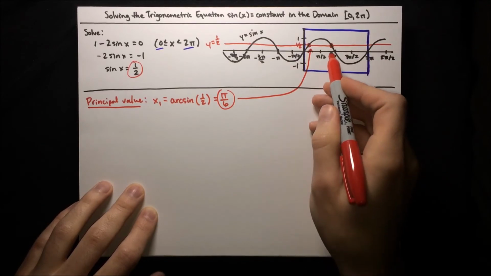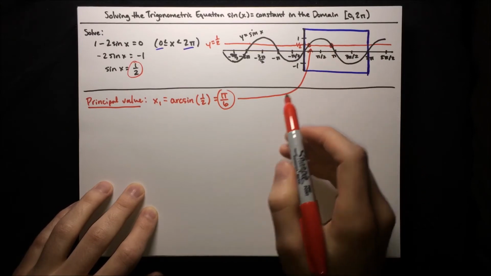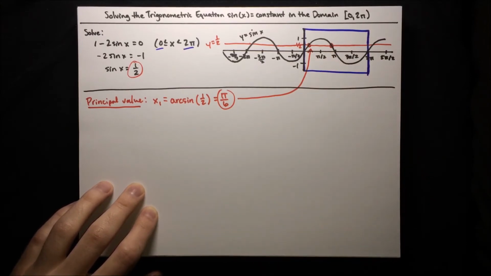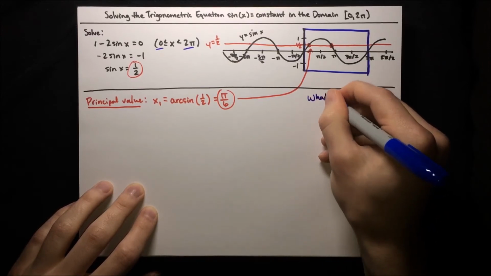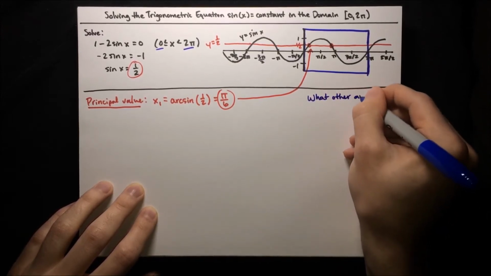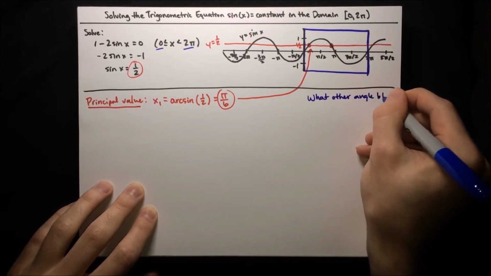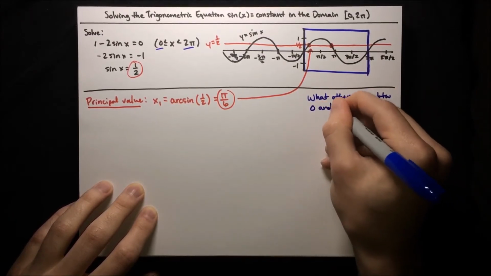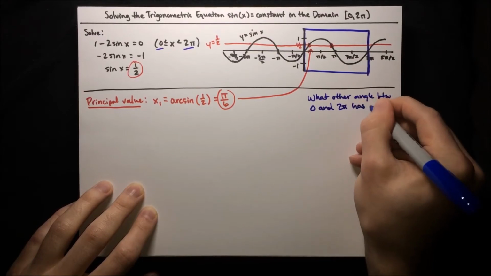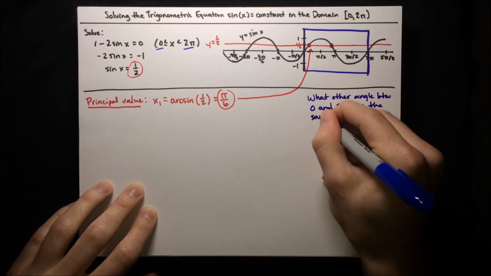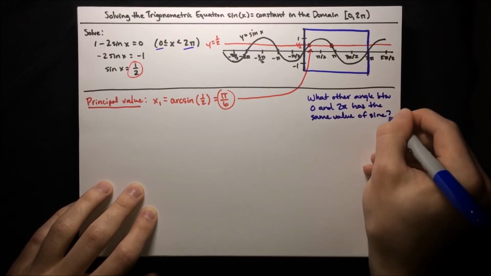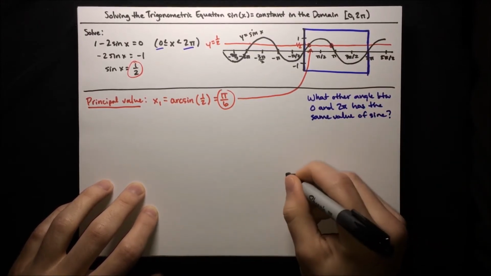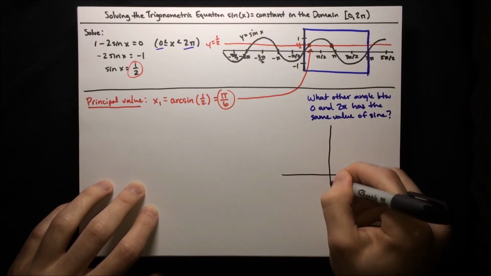And then for our second solution here, we need to ask what other angle between 0 and 2 pi has the same value of sine. So let's write that down. What other angle between 0 and 2 pi has the same value of sine? Well, we can answer that question again using a unit circle.